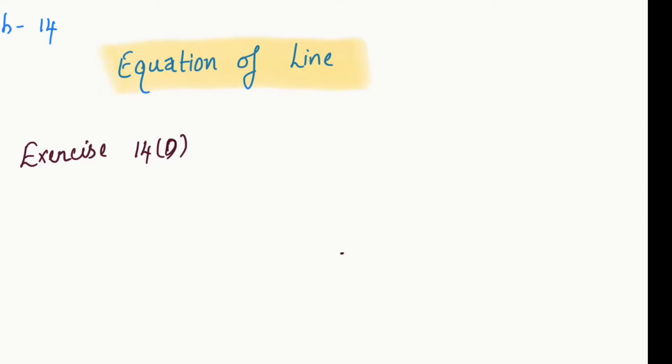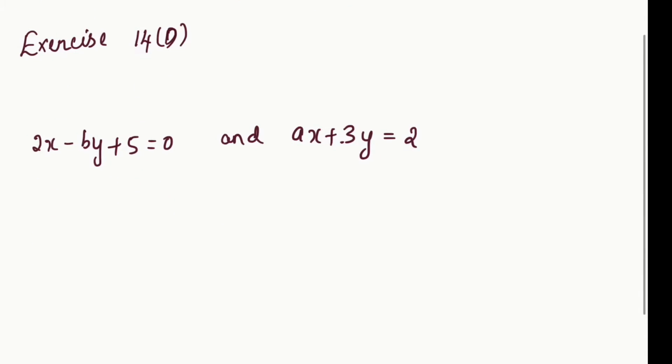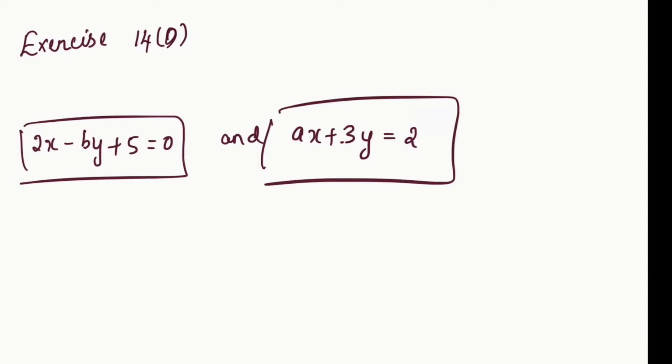Coming to the sixth question, first one: the lines 2x minus by plus 5 equal to 0 and ax plus 3y equal to 2 are parallel to each other. Find the relation connecting a and b. So let us find it. They are parallel to each other, so the slope of this line should be equal to the slope of this line, right?